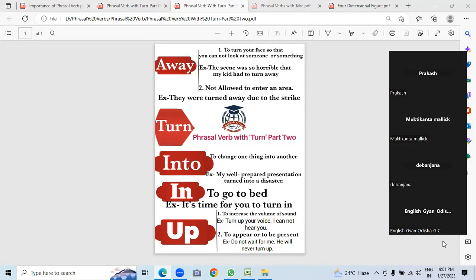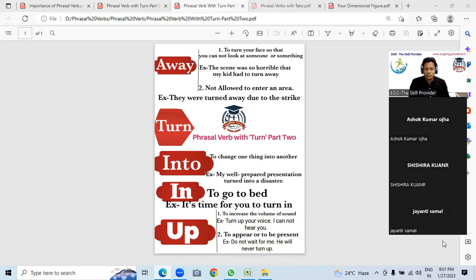So, to appear or to be present, that means turn up. Don't worry, he will turn up very soon. Turn up is used whenever you want to say someone will be present. So don't worry, I'll turn up very soon. It means I'll be present. What exactly do you want to say? You say, I'll be present very soon.